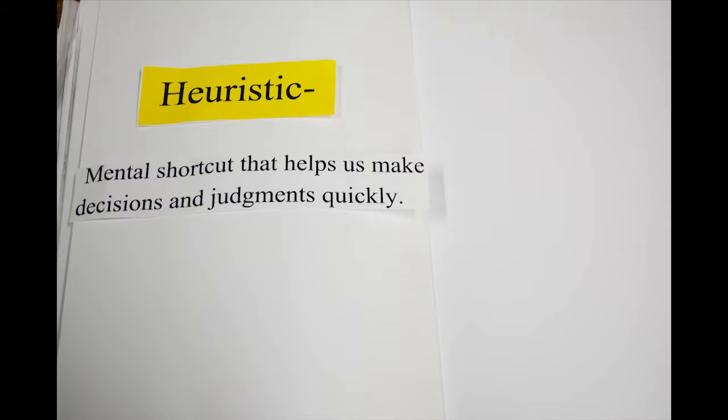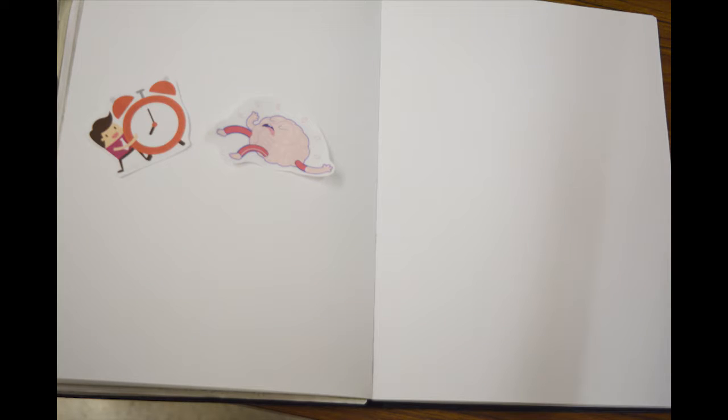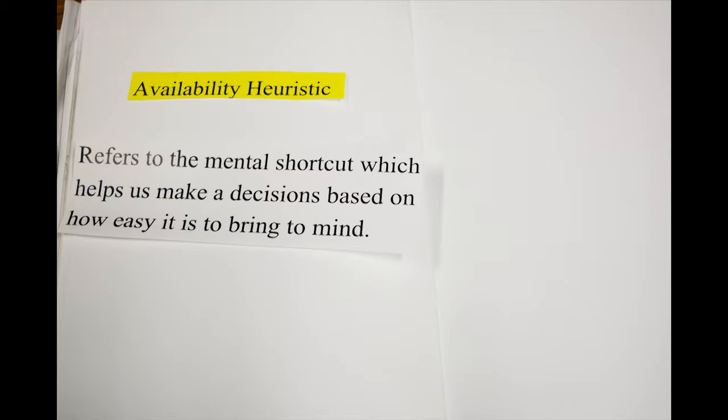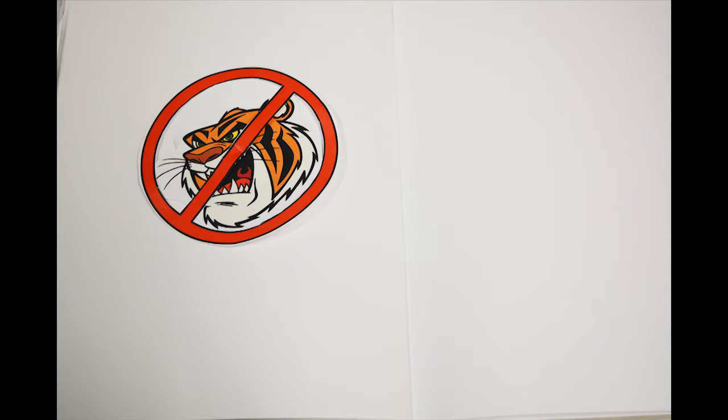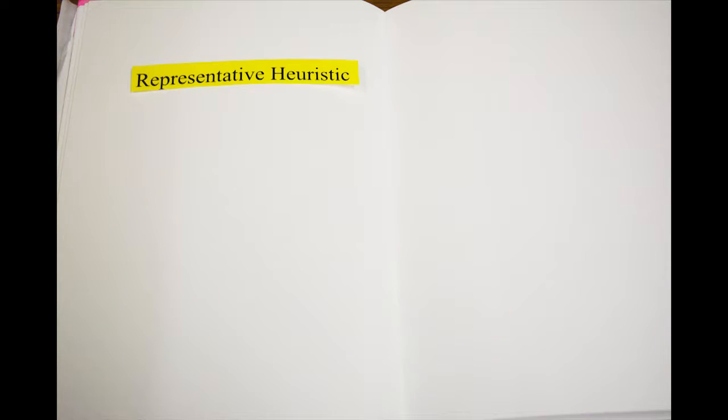time. Heuristics are mental shortcuts that help us save time and energy. The availability heuristic is the mental shortcut which helps make a decision based on how easy it is to think of examples when making decisions and judgments. For example, after seeing many news stories about tiger attacks, you may judge that the likelihood of this event occurring is greater, even if you live in an area where there is no tiger population.